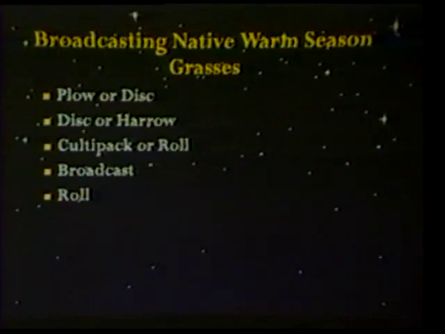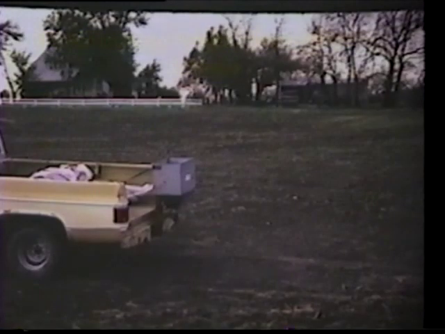Native warm season grasses can also be broadcast with special precautions and procedures. Seedbed preparation would be the same as for drilling or conventional ag crops, provided you have a firm, fine-textured seedbed and roll the planting after broadcasting. Switchgrass can be easily broadcast with an in-gate seeder with no special procedures.